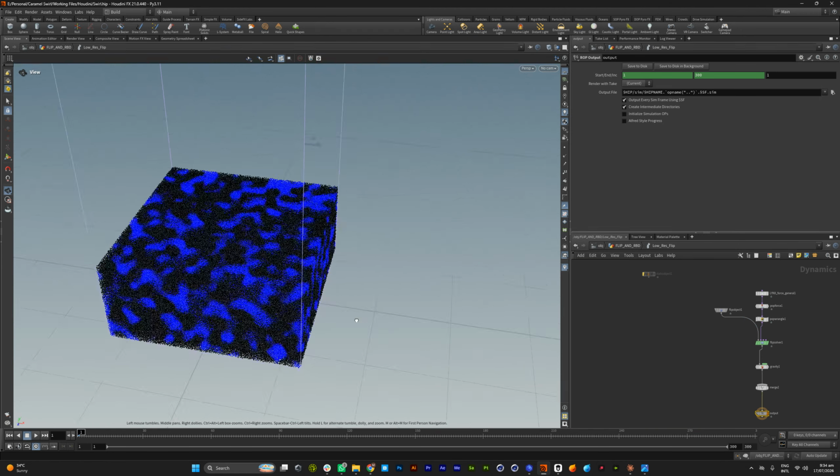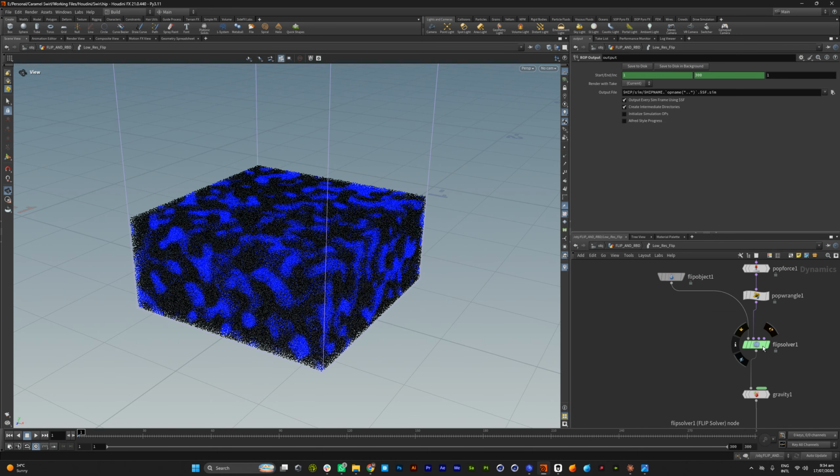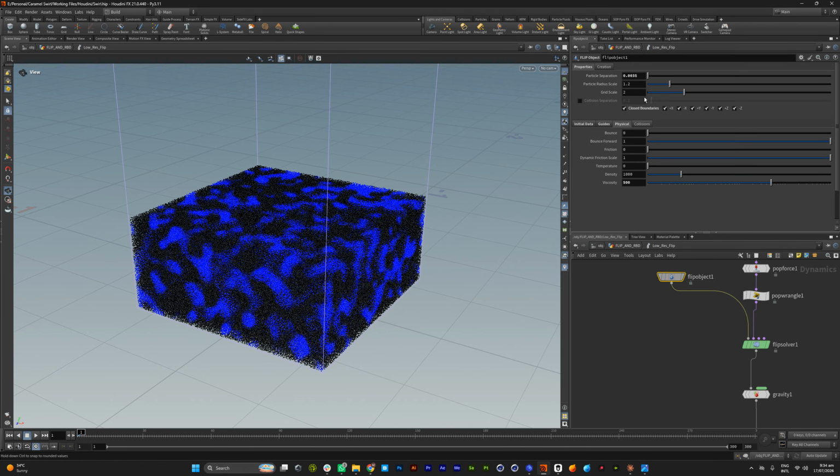If I come over to the simulation settings, it's a pretty basic flip simulation. The only things that I changed, or that are important for this specific setup: the viscosity was 500, and obviously I had a closed boundaries option. My particle separation, as you can see over here, was 0.0035.